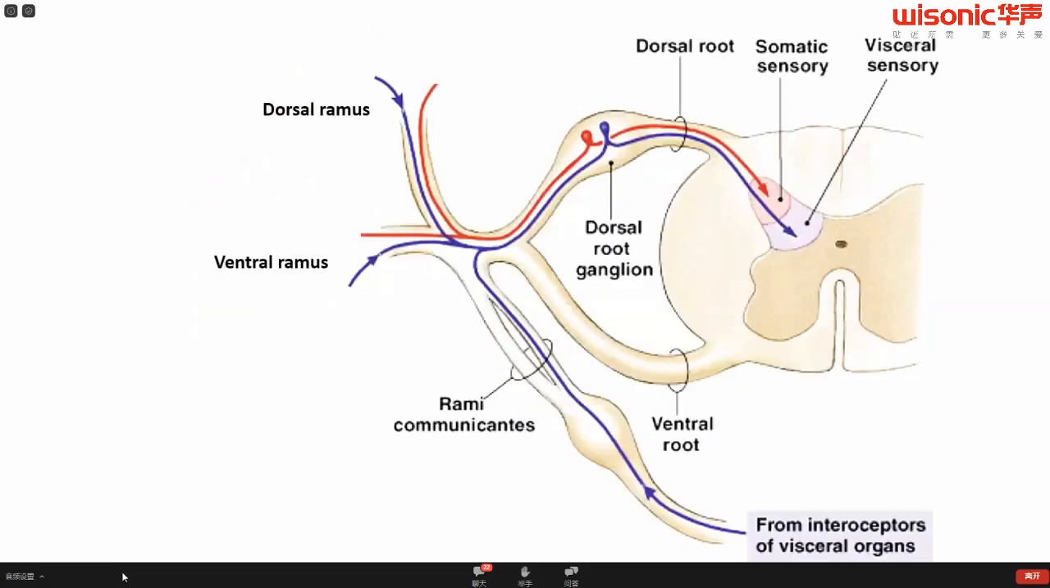To understand what these blocks can do, it's important to know where you place your local anesthetics. Here you can see the spinal cord. You see the dorsal root and the ventral root, which form the spinal nerves. And you can see the sympathetic fibers from the visceral organs, which communicate with the spinal nerves, and the spinal nerves end in the ventral ramus and the dorsal rami.